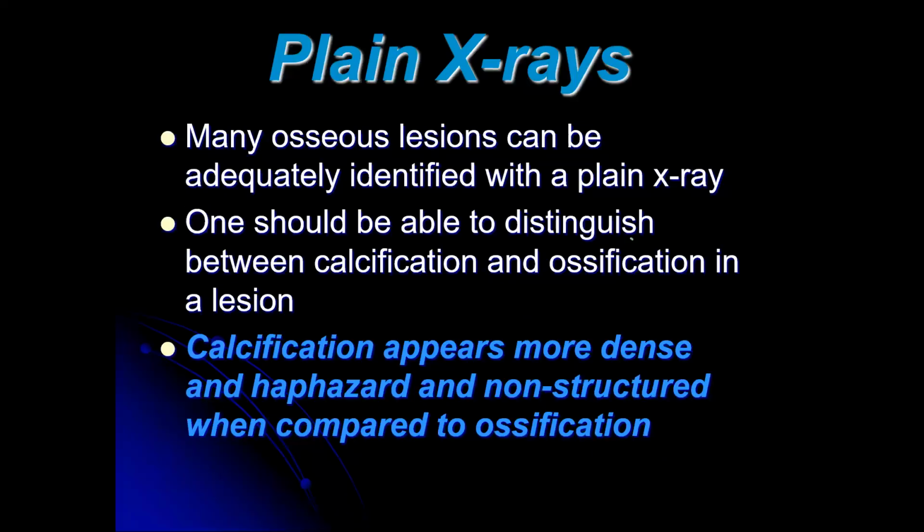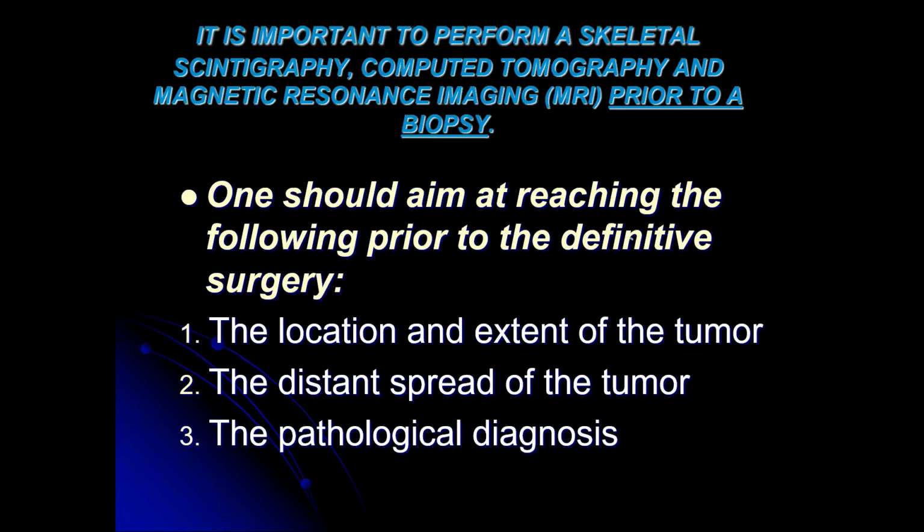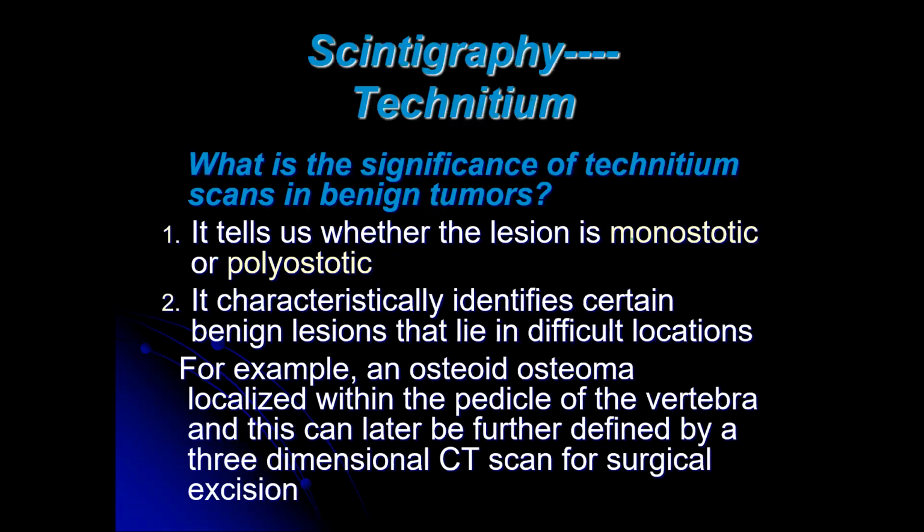Many osseous lesions can be adequately identified with a plain X-ray. One should be able to distinguish between calcification and ossification, as I told you in this lecture. Calcification appears more dense, and don't forget this. This is a question we routinely ask. We show an X-ray with a lesion within the bone, and the calcification tells us it's a cartilaginous lesion, not a bony lesion. One should aim at reaching the following prior to definitive surgery: the location, the extent of spread, and the pathologic diagnosis. About scintigraphy, we spoke. We will not go into it anymore.